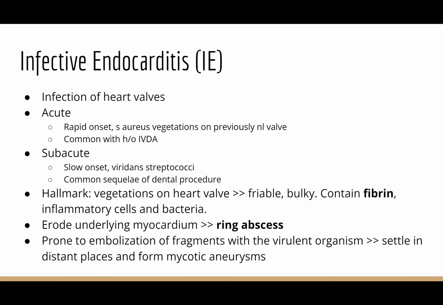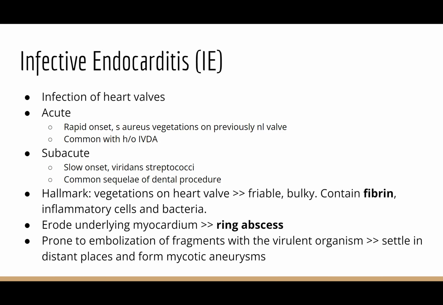Okay, infective endocarditis, infection of the heart valves. There is a difference between acute and subacute. Acute is a rapid onset presentation. This is a previously normal valve, and it's S. aureus vegetations, and this is very common in history of IV drug abuse. So that's a buzzword right there, history of IV drug abuse. And then subacute, slow onset, most likely viridans streptococci, and then something here, common sequelae of a dental procedure.